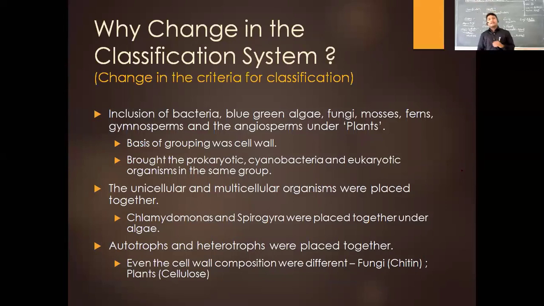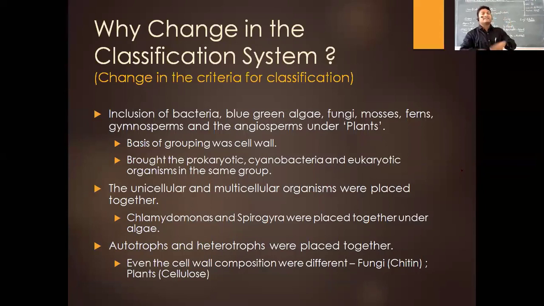Now the obvious question is, why so much of change, right? Why did it go from 2 all the way to 6, right? Why is so much change required? A simple answer, and it's a very important question, is that there is a change in the criteria of classification.